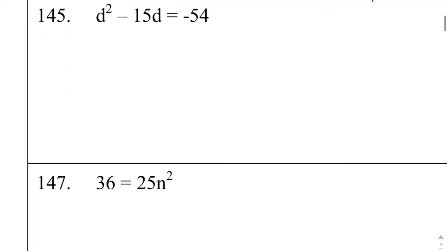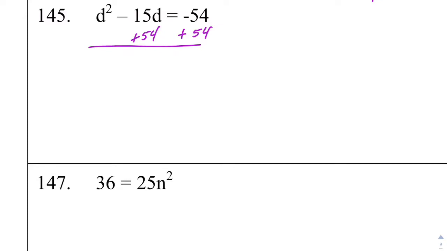145 here. All right, so in this one it's not equal to 0. At least not yet. We can make it equal to 0. So we're going to have to add this 54 back to the other side. When you're solving and you have a squared variable and what we call a linear variable, so one that's not squared, you need them on the same side. Put them on the same side and then factor.